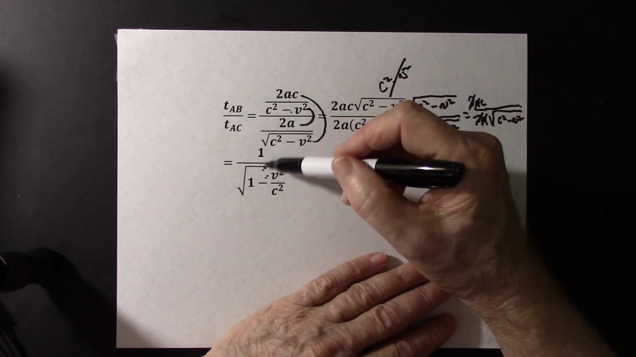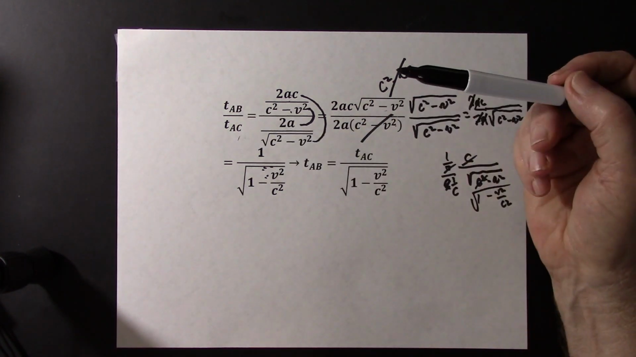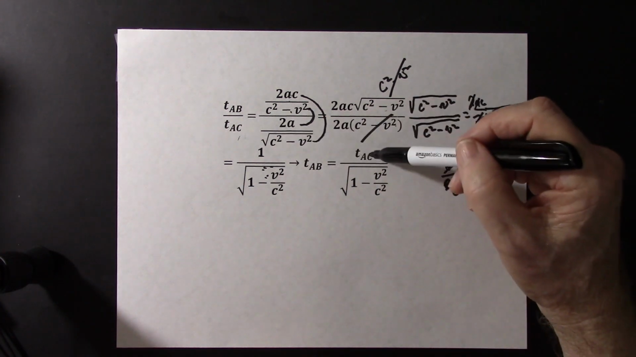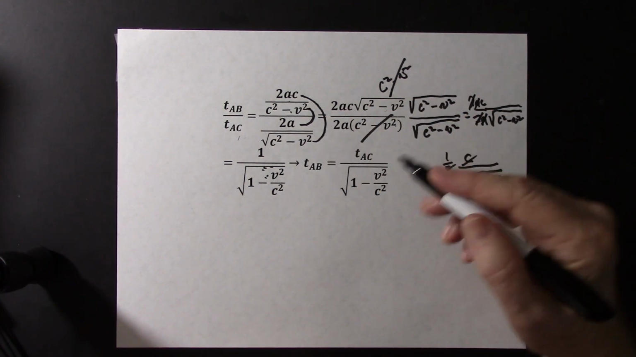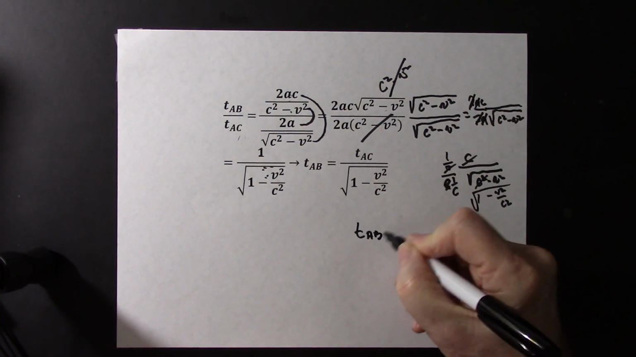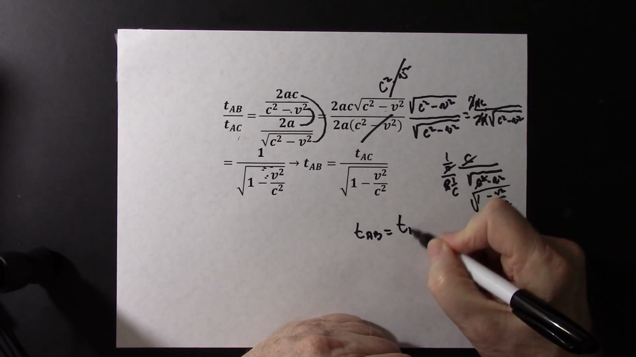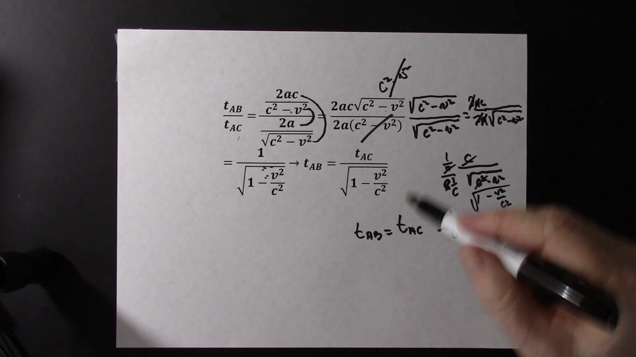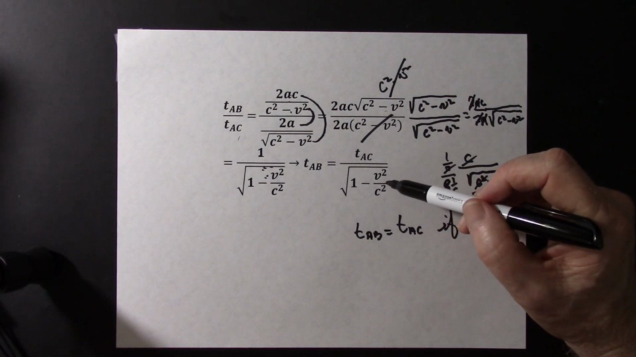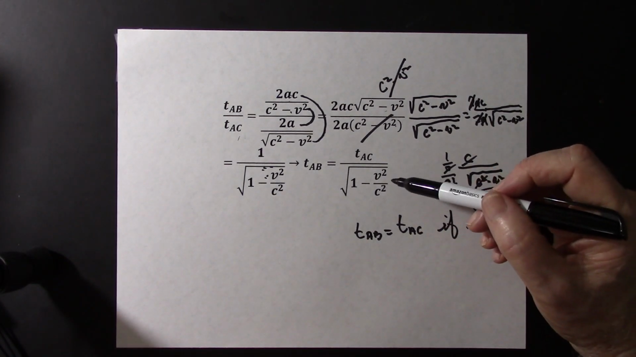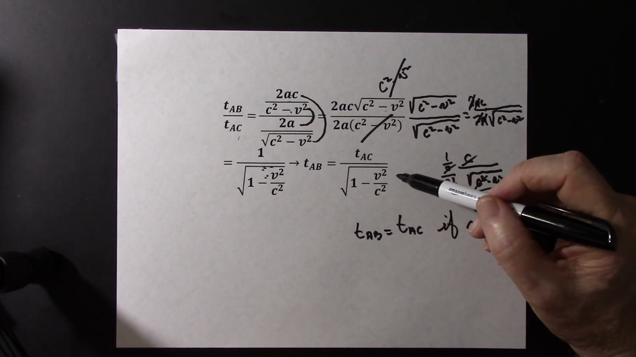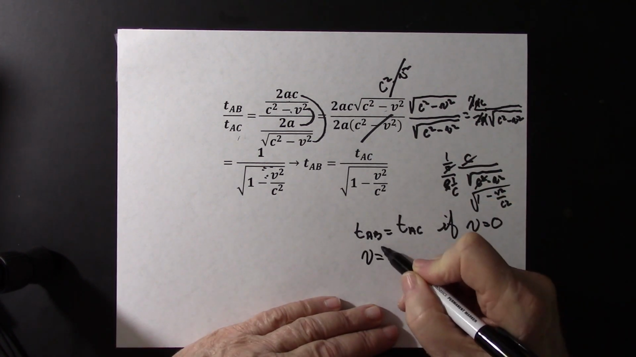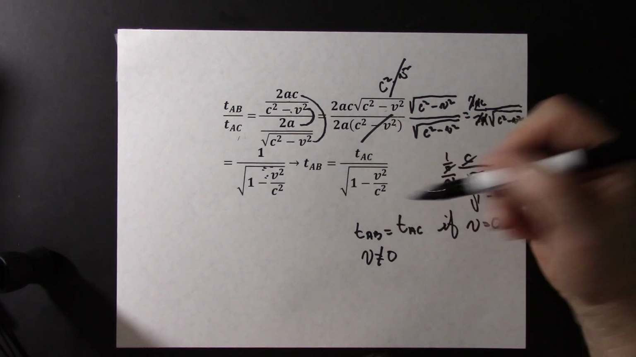So yeah, that's true. The ratio here is in fact equal to that. And then we can just multiply through by TAC and get this. And what that tells us is that TAB is equal to TAC if V is equal to 0. So there can't be any stream flow or ether flow. If it's 0, if there's no ether flow or the ether does not exist, then the times will be equal. But if V does not equal 0, then these two times are different.